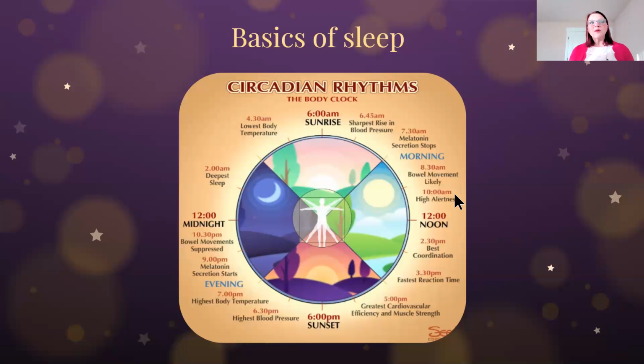So as we move through the day, our best coordination time is around 2:30. Our good reaction time is around 3:30. And then at 6 o'clock, this is when our body starts to give us signals that it's time to start thinking about winding down. So around 9 o'clock, and this will be different depending on what your personal bedtime routine is, is when our melatonin starts to increase in our body, our cortisol starts to go down, and Mary's going to talk a little bit about that in the next slide.